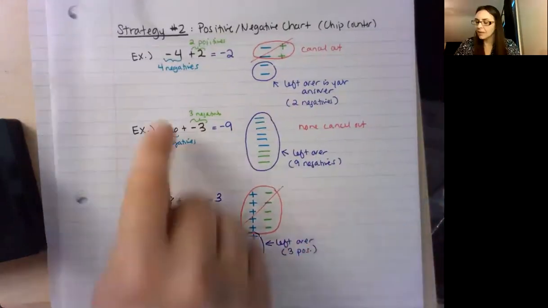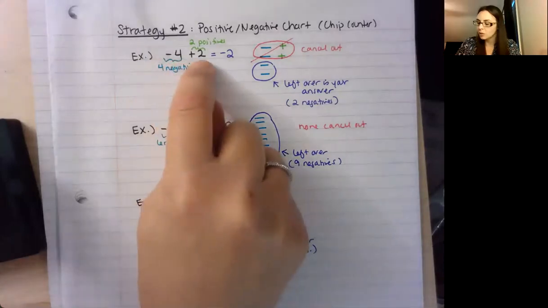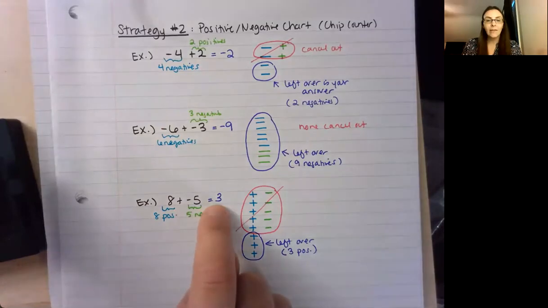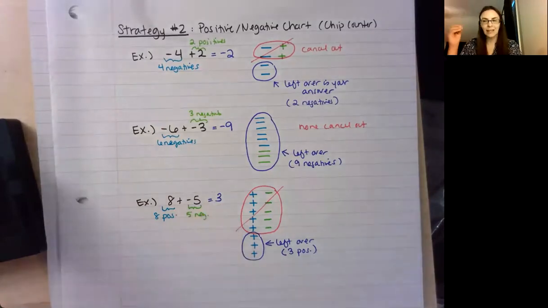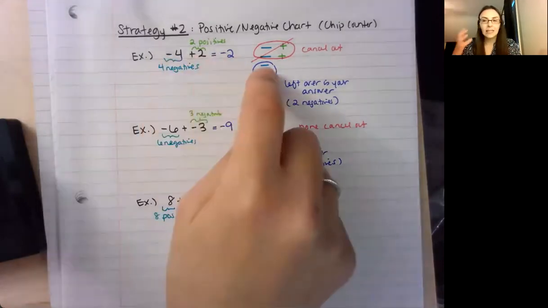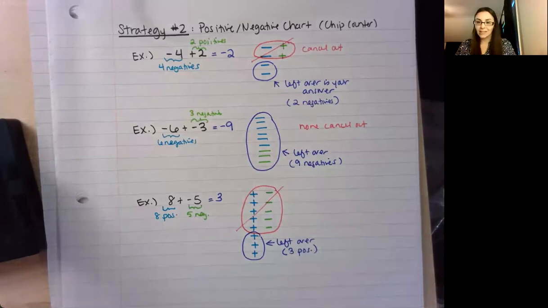Now notice what happened here. So forget about the sign for a second. 4 minus 2 is 2. 8 minus 5 is 3. So when we have some positive, some negative, we get it canceling. It's almost like we're doing a subtraction problem there, not an addition problem. And then whatever you have more of, here I have more positives, here I had more negatives, that's the final sign at the end. And that idea is going to bring us to our last strategy.